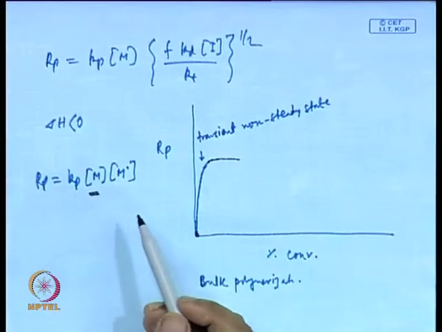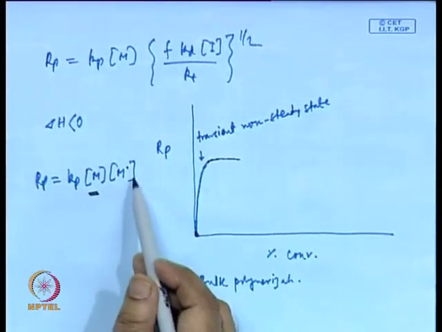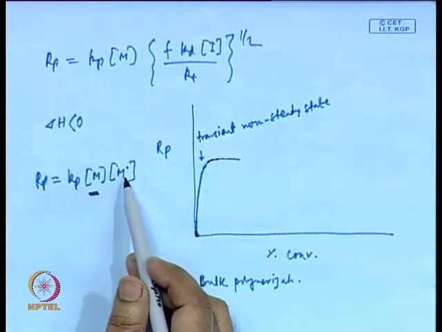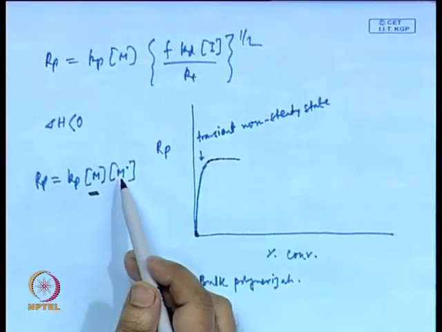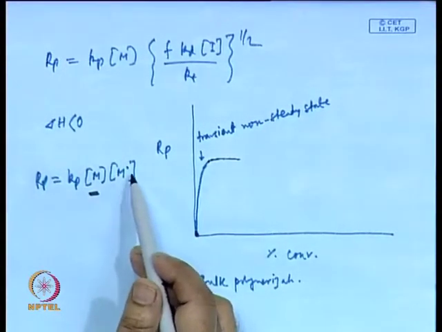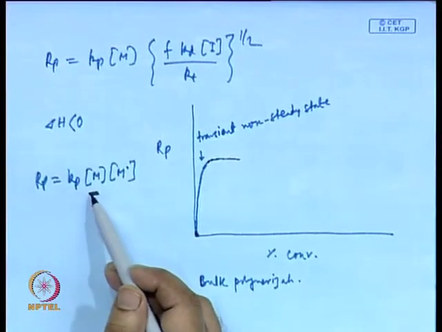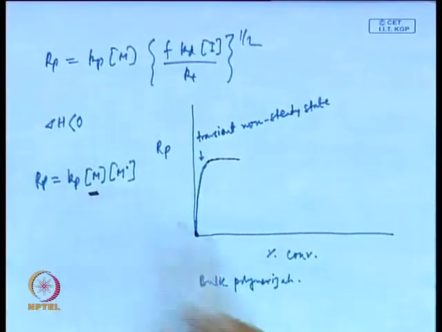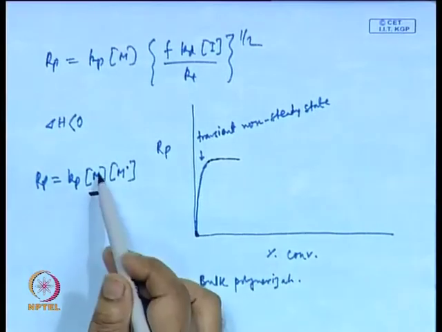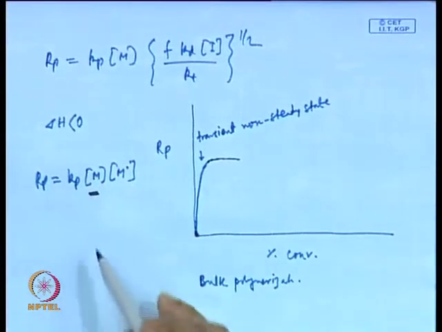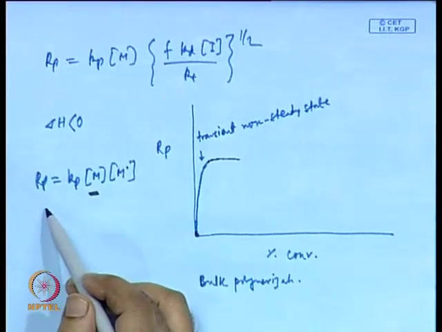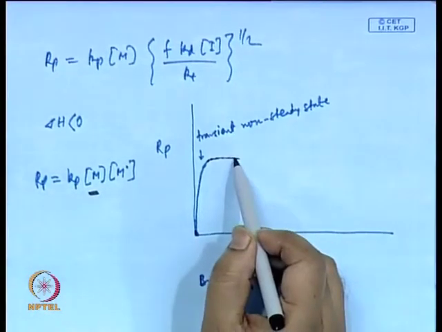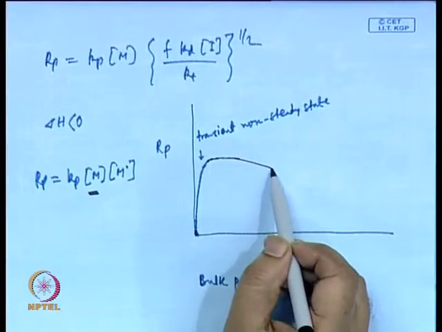Monomer concentration decreases. Steady state means the concentration of m dot is fixed with time. So, no change in the concentration of m dot. So, this is constant at steady state, but with more and more reaction happening, more and more conversion happening, m should go down, concentration of monomer should go down. So, Rp would go down slowly.